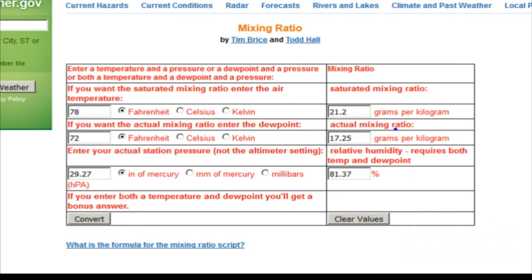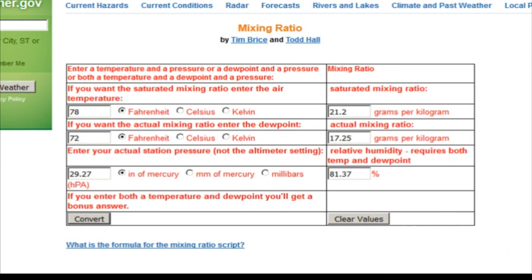So this is a value that we call W. So actual mixing ratio is W, saturated mixing ratio, which is also dependent on temperature, is WS. So W divided by WS, that's going to be relative humidity. And you can see that if we raise the temperature up to 98, saturated mixing ratio goes up to 41 grams per kilogram. So same basic concept, and that's just a different way of expressing moisture.